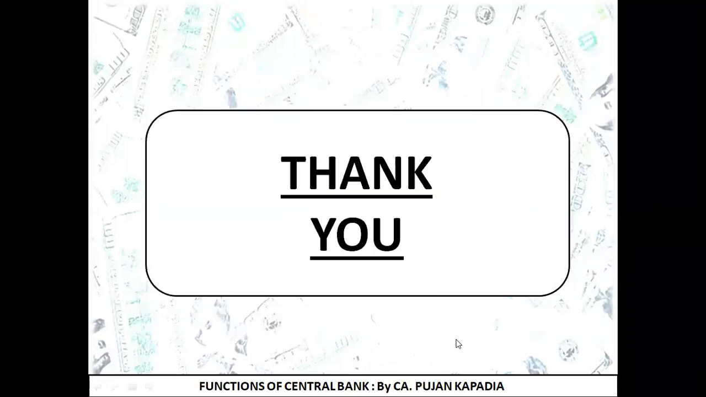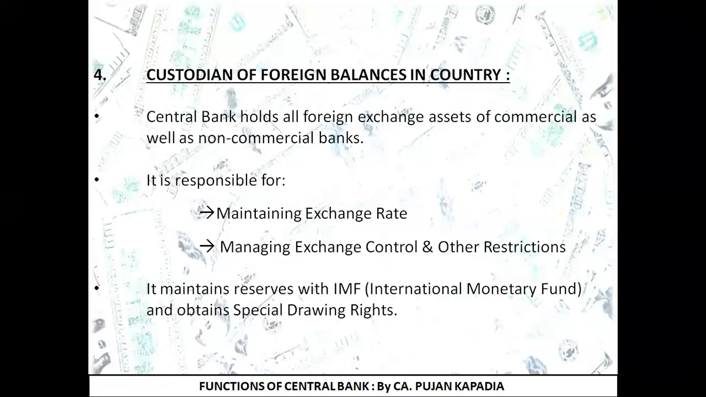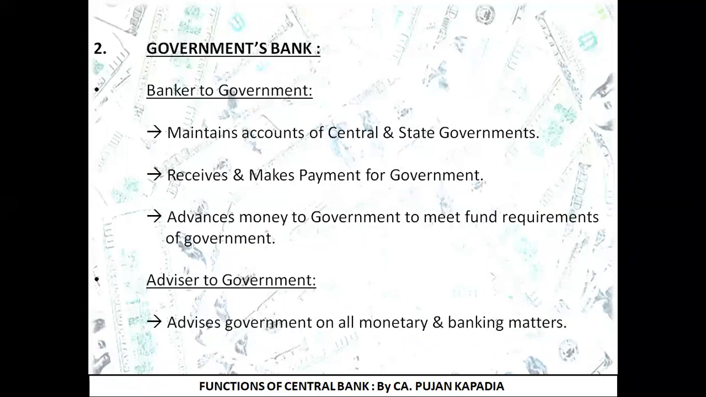So friends, with this, I would like to say that we have covered the entire 7 points. Let's recap all the points that we have covered. The first point that we studied was the bank of issue. So the exclusive monopoly to issue currency lies with the central bank. Second is government's bank. All the accounts of the government are maintained by the central bank, which is also acting as an advisor to the government.